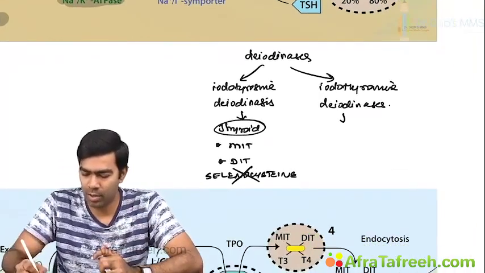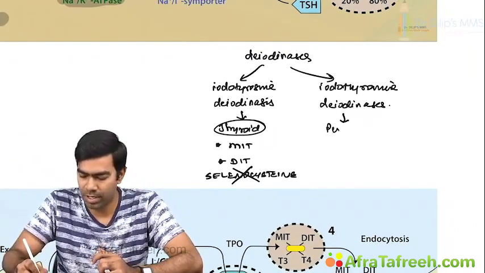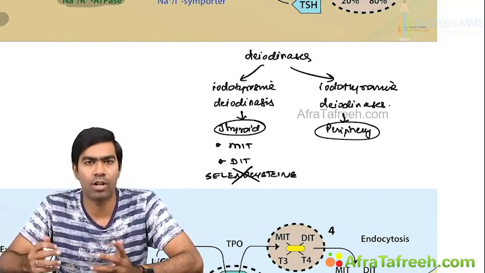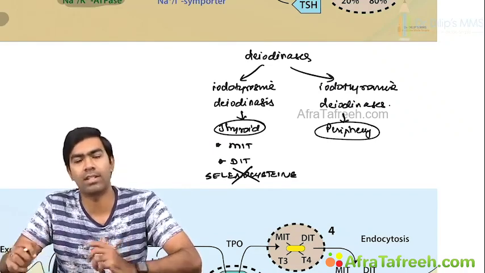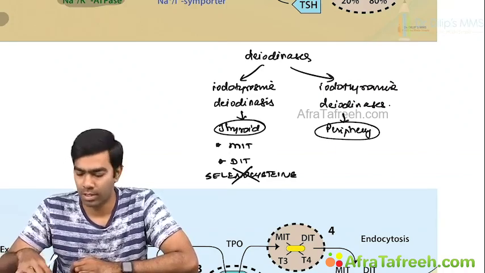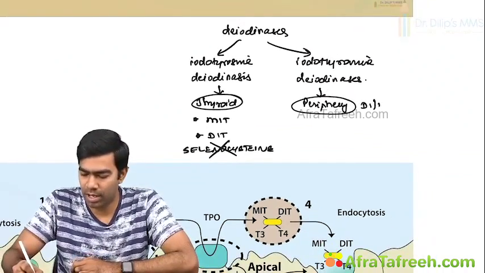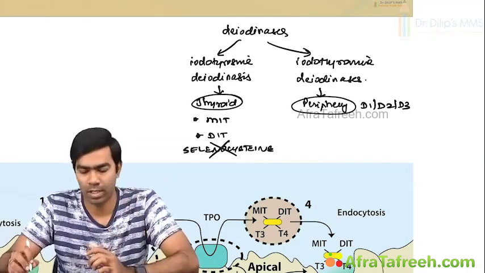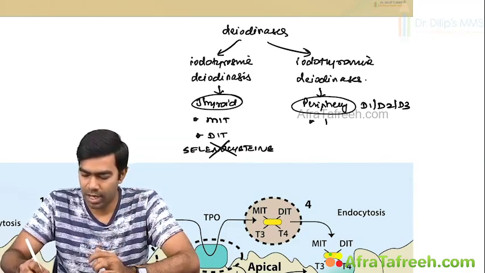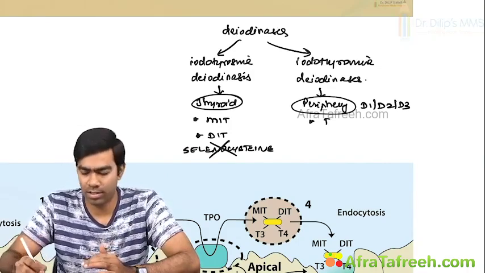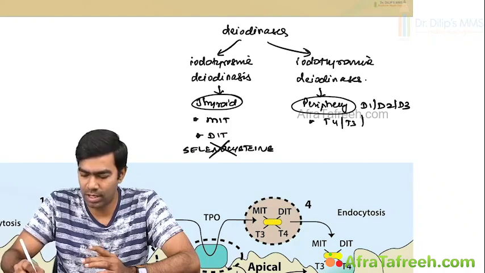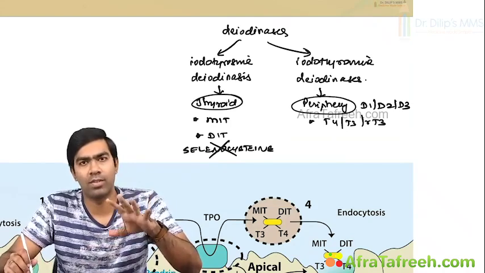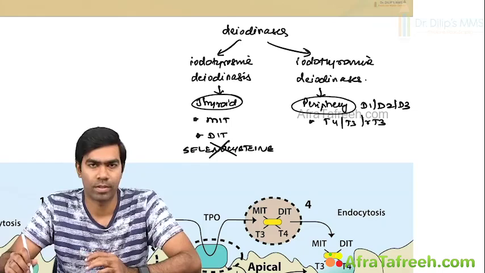But these iodothyronine deiodinases are present in the periphery, not in the thyroid gland. Periphery in the sense in the target glands or target areas, target cells where the thyroid hormone is going to act. So there are multiple types of iodothyronine deiodinases like D1, D2, D3, which we are going to discuss in detail in the next slide. At the same time, the targets for these iodothyronine deiodinases are T4, T3, and a molecule called reverse T3. Like these are going to be the targets for these iodothyronine deiodinases. Clear?